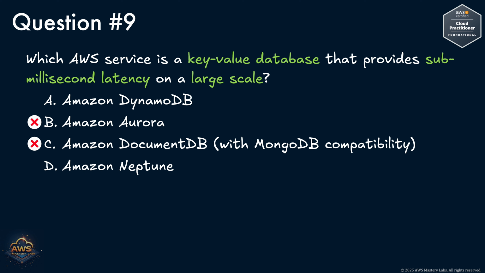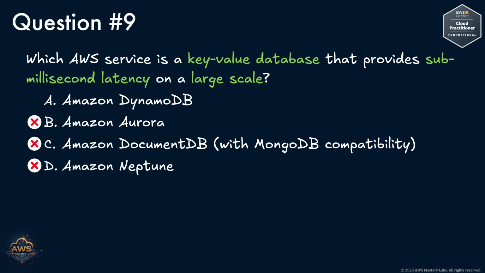Option C, Amazon DocumentDB with MongoDB compatibility. DocumentDB is designed for document-based, JSON-like workloads, and is a fully managed service compatible with MongoDB. While it supports flexible schemas and nested data, it is not a key-value database, and it doesn't consistently offer sub-millisecond latency for operations. This is more appropriate for semi-structured, hierarchical data, not high-speed key-value access. Incorrect, because it is a document store, not key-value, with a slower latency profile.